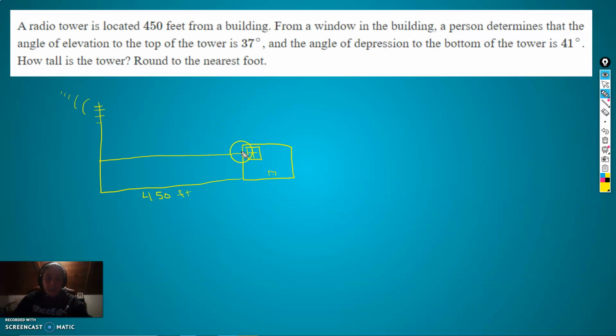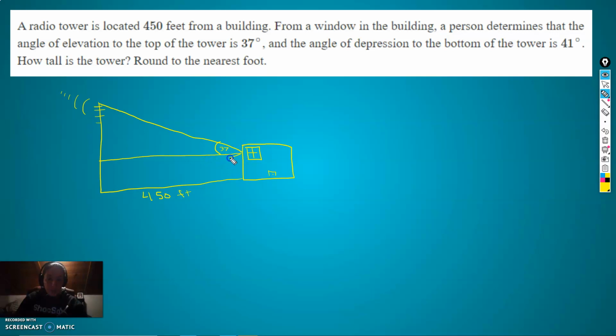So this angle of elevation to the top of the tower, from this person here to the top of the tower, is 37 degrees. We also know the angle of depression from the same person to the bottom of the tower is 41. So here's their zero line of sight.